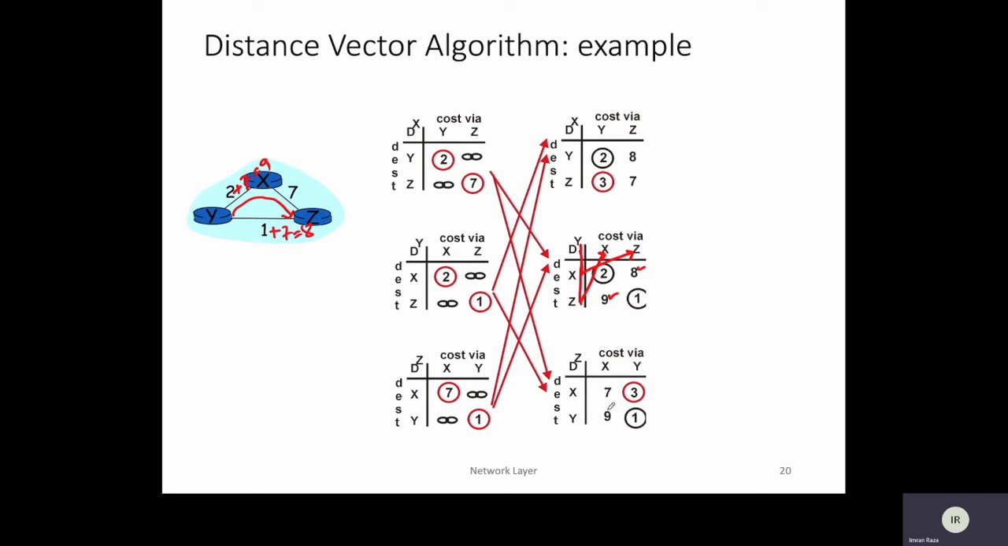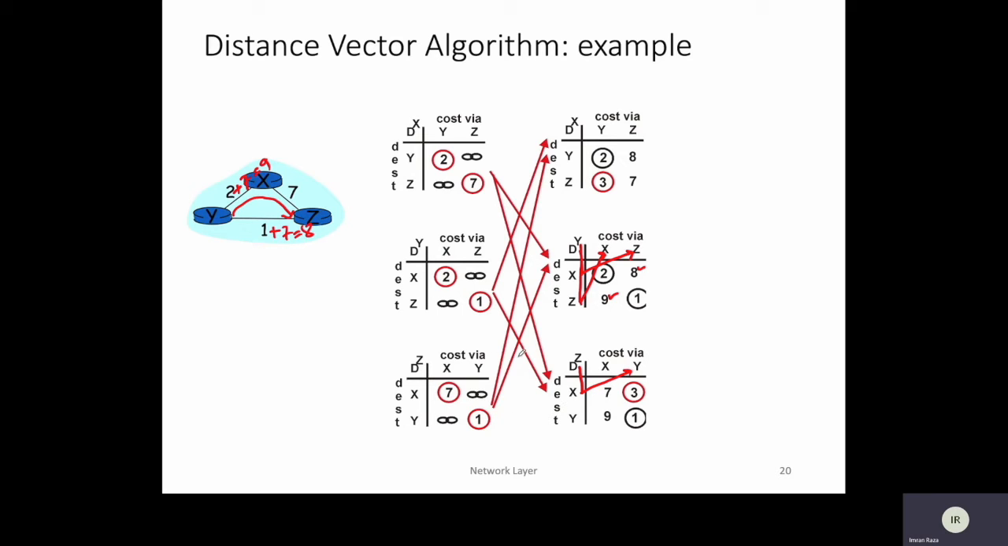And what is happening here in the table of z? In the table of z, here we have this update, that is the cost to reach from z to x via y.